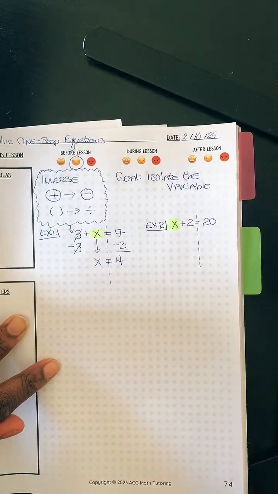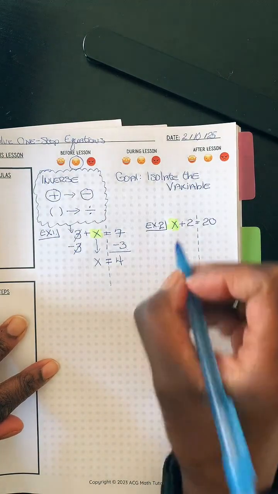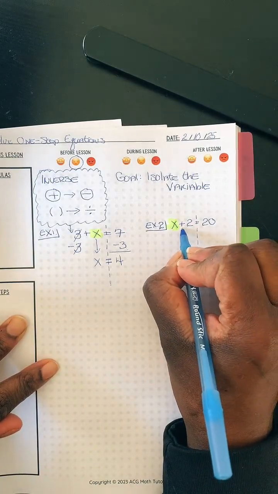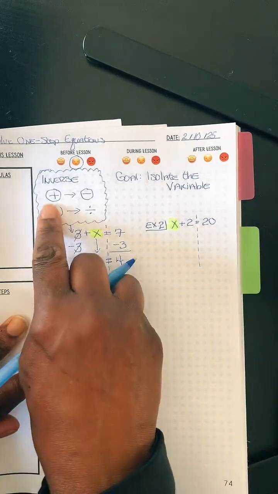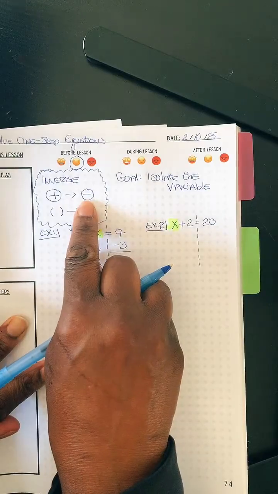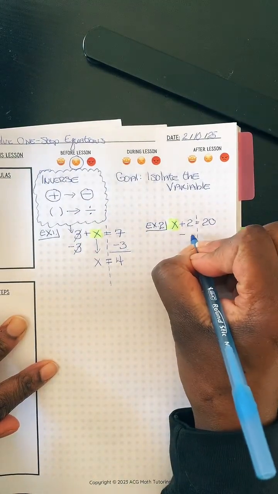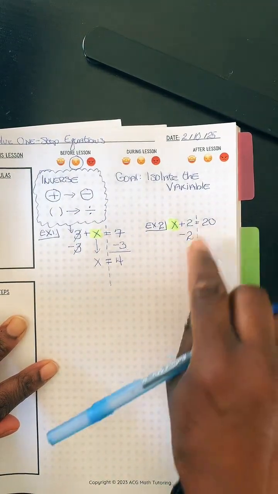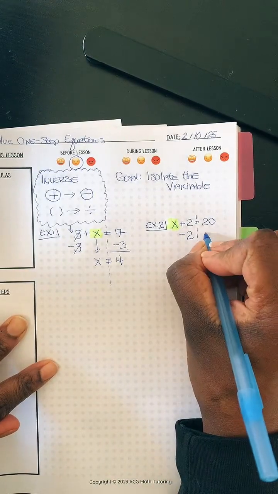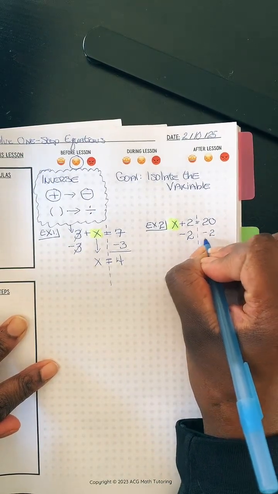So I have to do the opposite of what attracted this person to me. So I'm going to do the opposite. Since it's a plus 2, I need to do the inverse, which is minus 2. So I'm going to subtract 2. Whatever you do on one side of the equal sign, you must do on the other side of the equal sign.